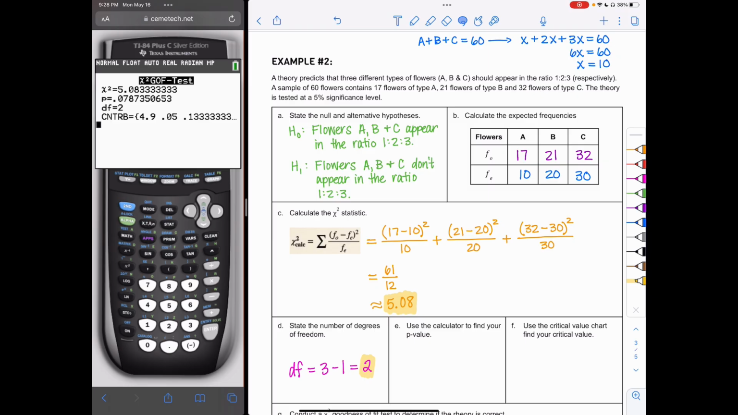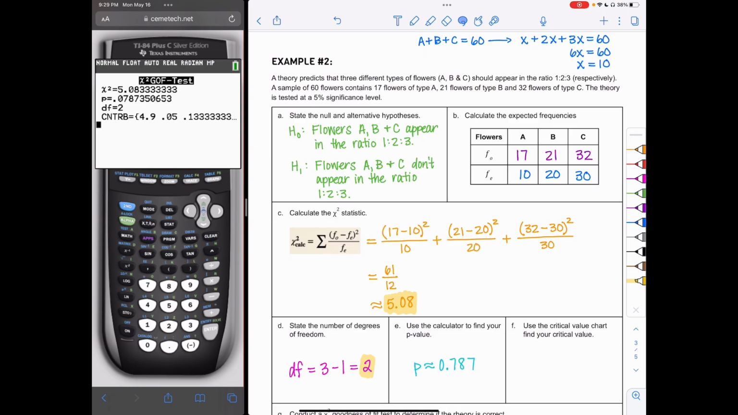So I can use the calculator to calculate that. Remember, you don't have to calculate it by hand. I just showed it to you in case you forget how to use the calculator. And then we can see that our p-value is approximately 0.0787 to 3 sig fig.